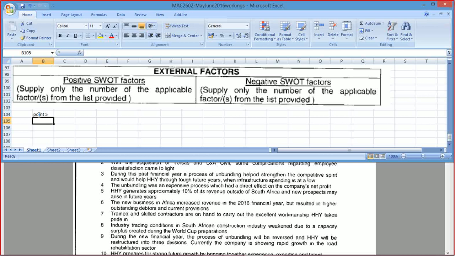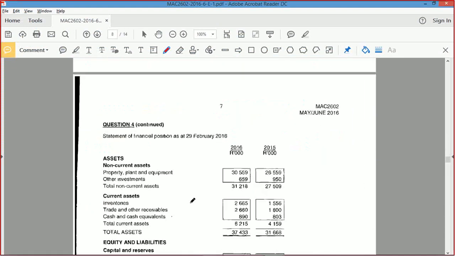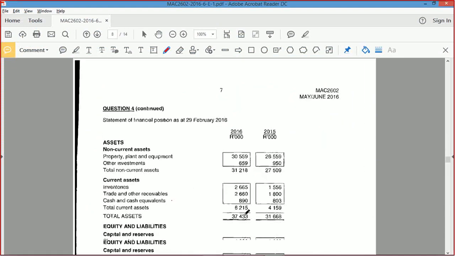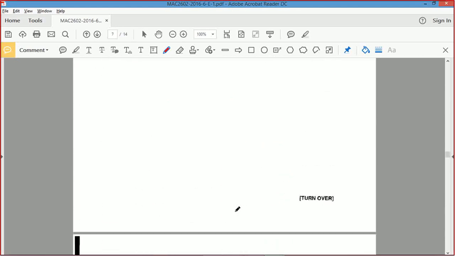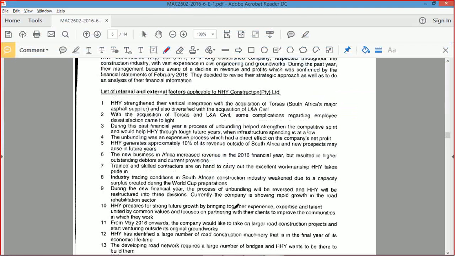The new business in Africa increased revenue in the 2016 financial year, but resulted in higher outstanding debtors and current provisions. Okay, so looking at this, new business in Africa, increased revenue. That's internal. But results in higher outstanding debtors and current provisions. Is that correct? Let's check that. Where's the debtors? The debtors go up? Yeah, the debtors went up. Okay, we don't have information about the provision, but they've told you that in the information in the question, which is not a good thing.